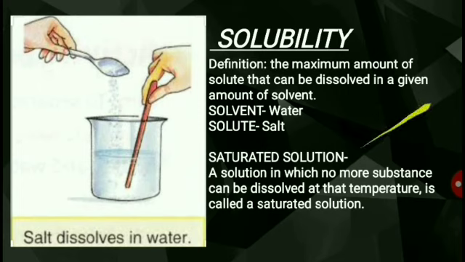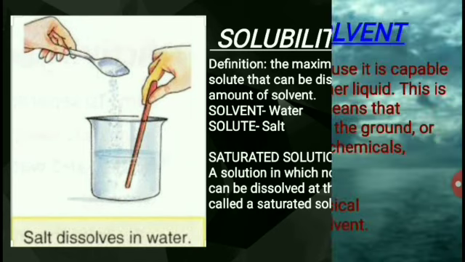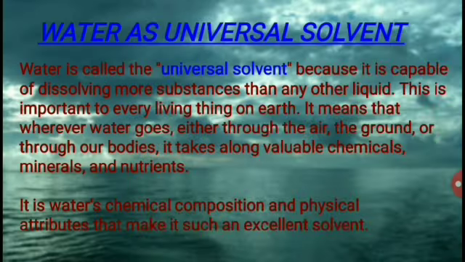Now students, what is a saturated solution? A solution in which no more substance can be dissolved at that temperature is called a saturated solution. So now we will study why water is called a universal solvent. It is because of its property of dissolving a large number of substances that water is so essential for life. Like our body cannot absorb food substances unless they are soluble in water, while plants can absorb nutrients from the soil only if they are soluble in water.